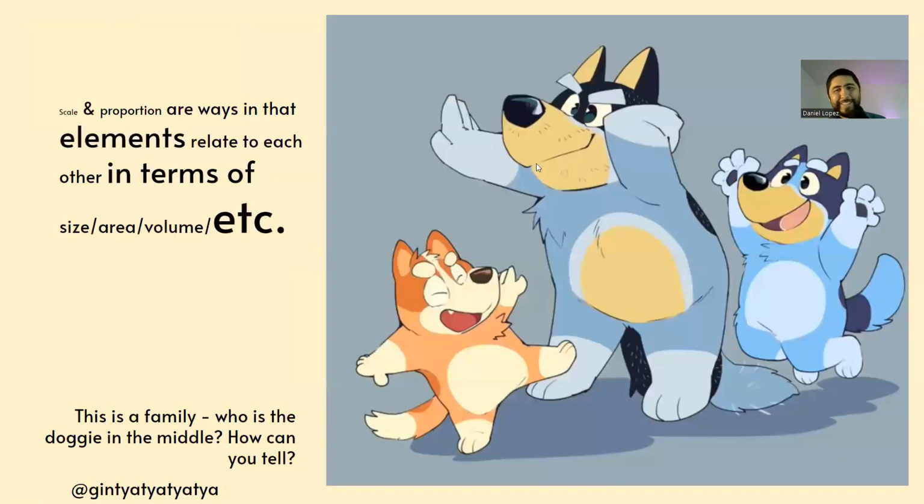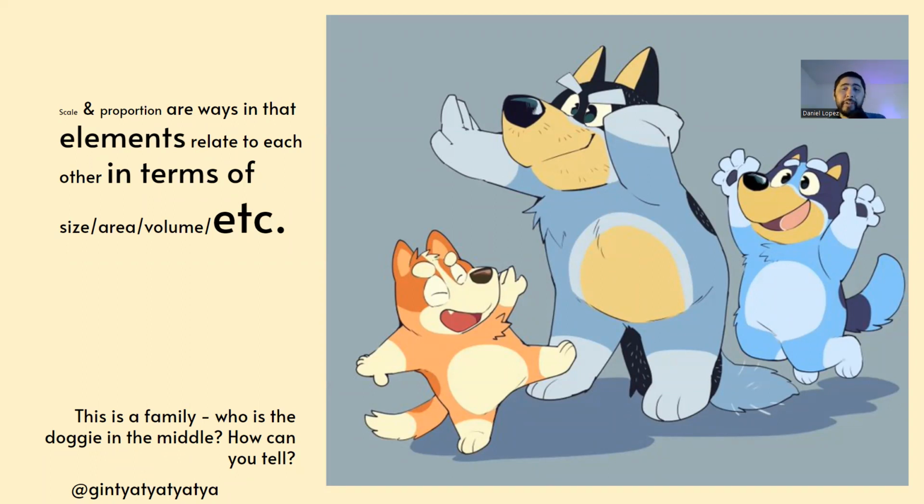Scale and proportion. So we know scale as how big or how small things are, and proportion is how that size relates to each other. So how it relates to other bits. Okay, so within this composition, who is who in the family? These are from Bluey, which is a children's show from Australia.